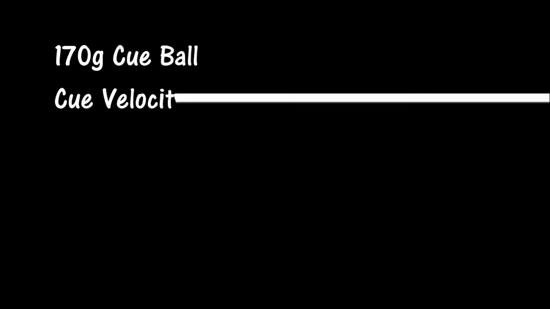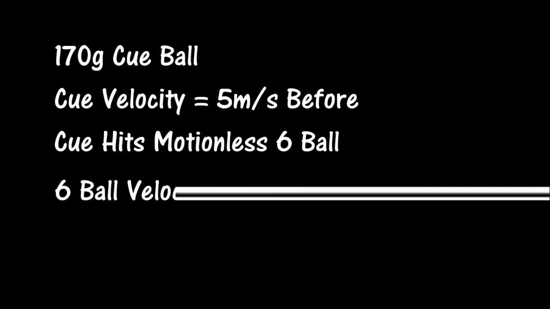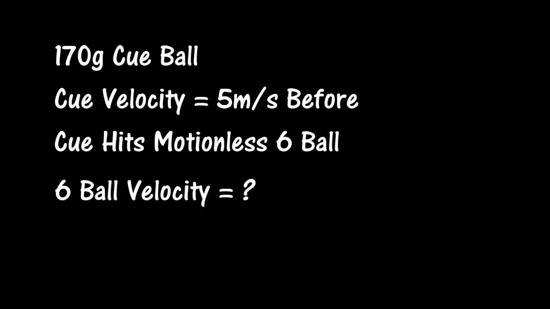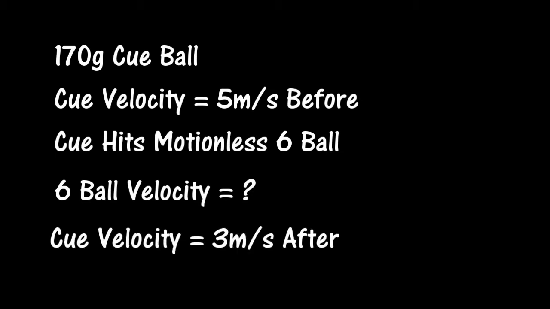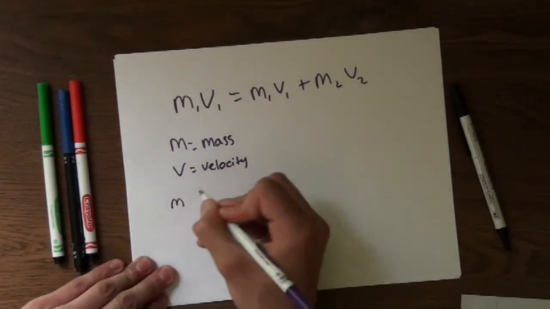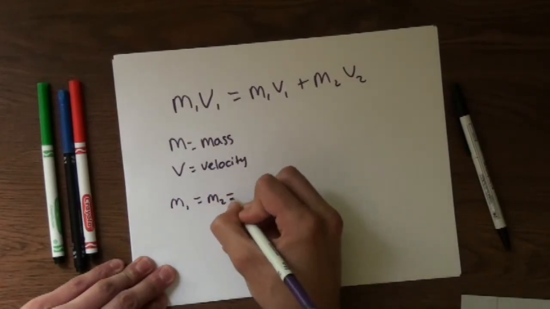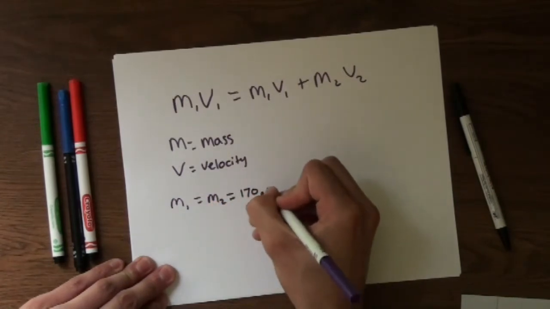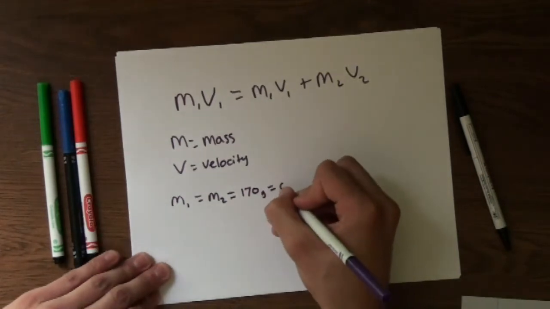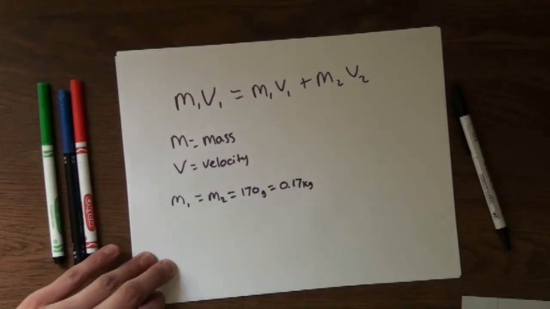If a 170 gram cue ball traveling at 5 meters per second hits the 6 ball, which was at rest, how fast will the 6 ball travel after the contact if it weighs the same and the cue ball leaves at 3 meters per second? Okay, so for this problem, we know that the masses are the same, so M1 equals M2, and both of those equal 170 grams, which equals 0.17 kilograms, which we'll use again.